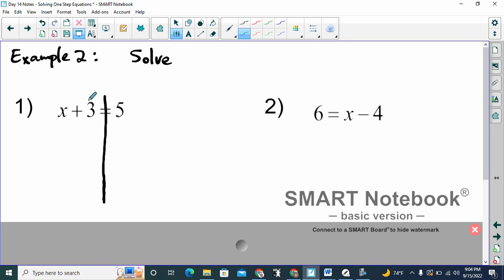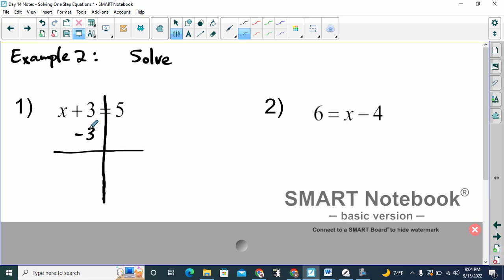So you always want to think about what's happening to our x. In this case, I am adding 3 to x. I need to cancel that out. I need to undo that adding 3. Well, we just said that adding and subtracting are inverses of each other. So to undo adding 3, I am going to subtract 3. And that will give me x by itself on this side.